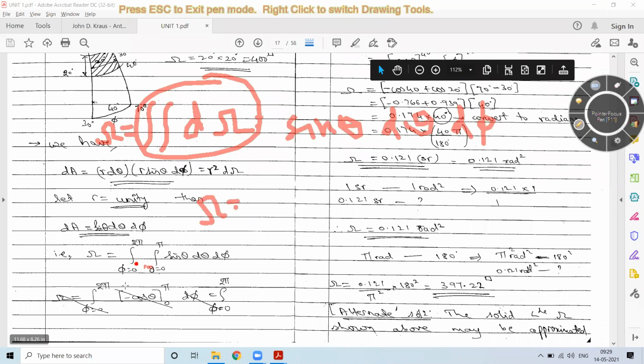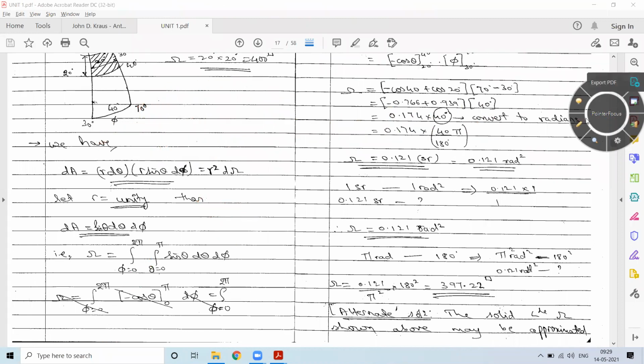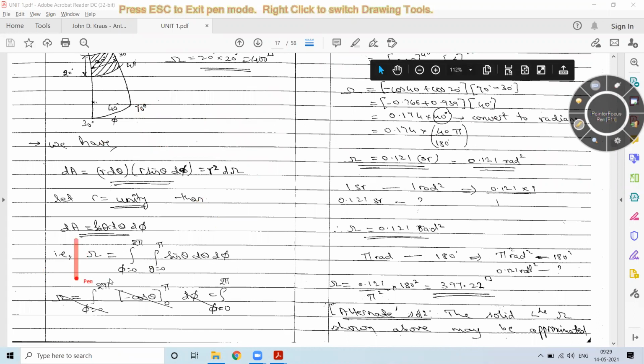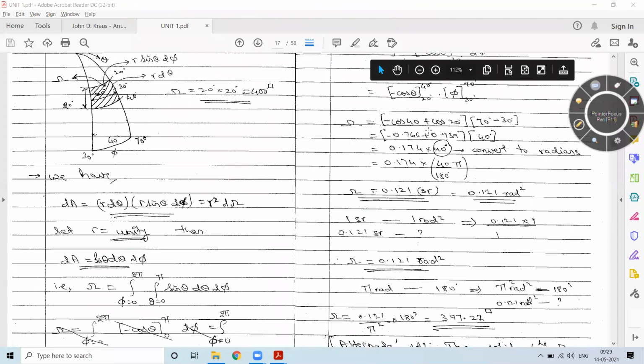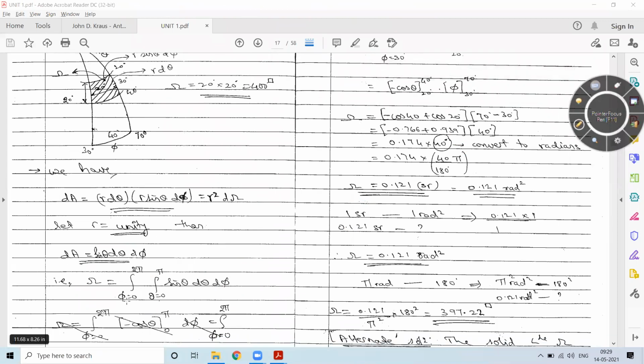When I do that, I get this parameter. So it is omega, which is equal to the double integration of the elemental angle, since we are considering R to be unity. If I simplify this, I'll be getting results in this form. And here you can see that phi is in the range of 0 to 2 pi and theta is in the range of 0 to pi.